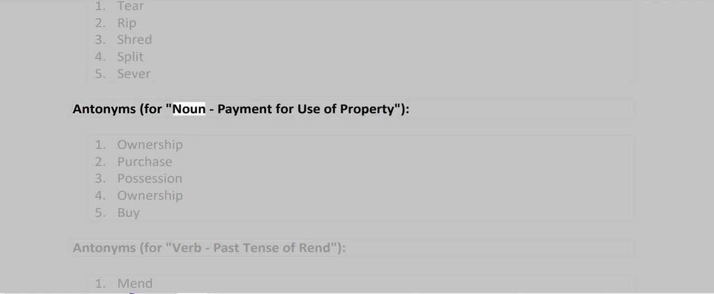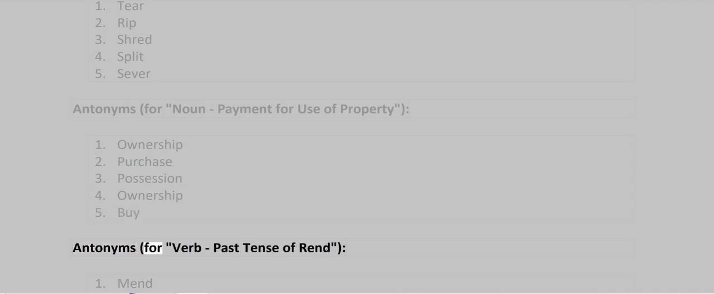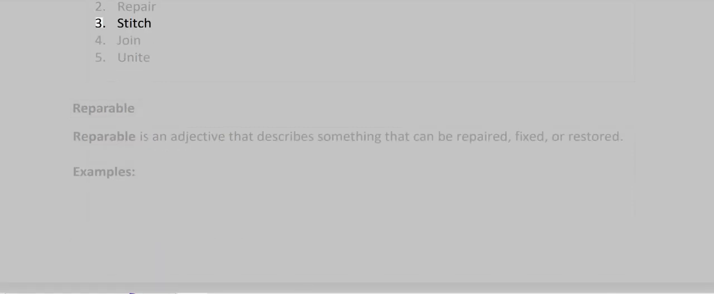Antonyms for noun: payment for use of property. 1. Ownership. 2. Purchase. 3. Possession. 4. Ownership. 5. Buy. Antonyms for verb: past tense of rent. 1. Mend. 2. Repair. 3. Stitch. 4. Join. 5. Unite.